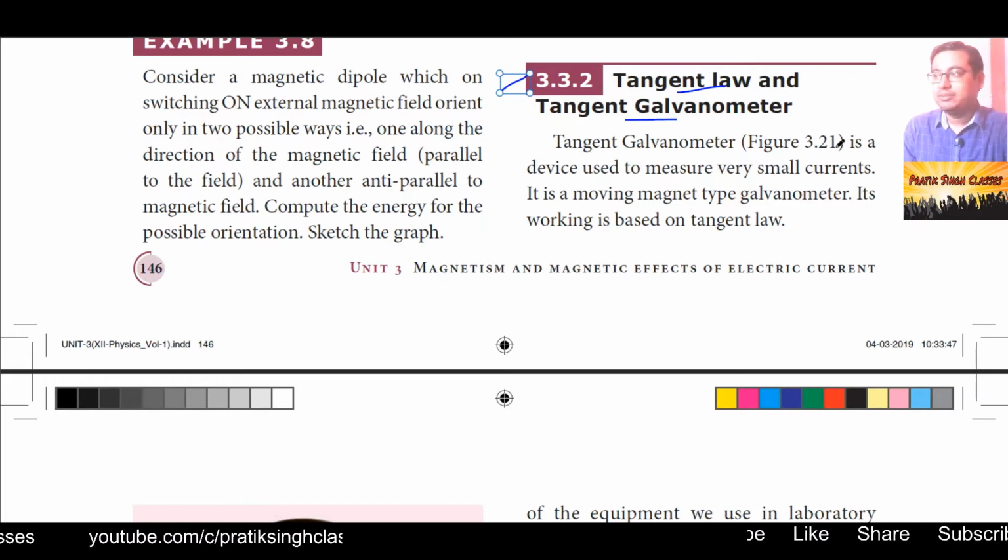We know very well the use of an ammeter. An ammeter measures the current in amperes. A tangent galvanometer does the same thing. It also measures the current, but not in amperes; rather, it measures current in theta value or deflection. How it is similar and how it is different from an ammeter, we will see in this video.